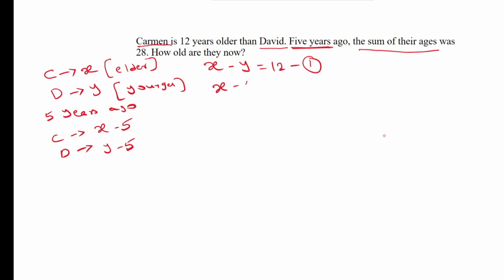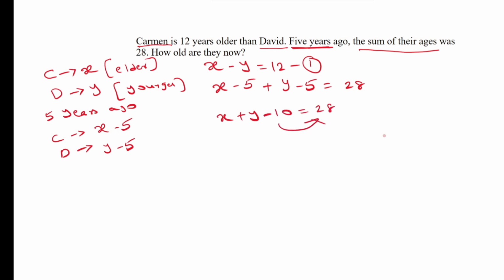Carmen's age 5 years back is x minus 5, plus David's age 5 years back is y minus 5. The sum of these two equals 28. Let us simplify this: x plus y minus 5 minus 5, which is minus 10, equals 28.